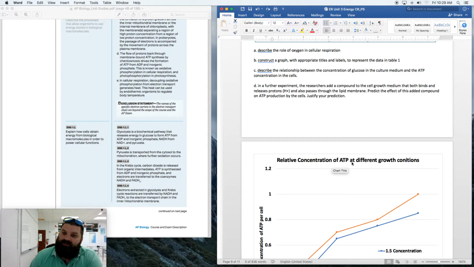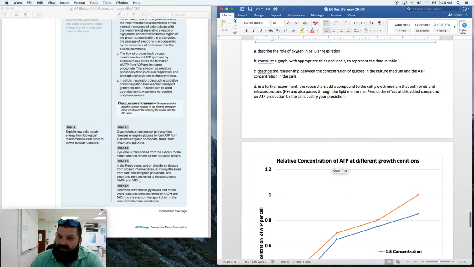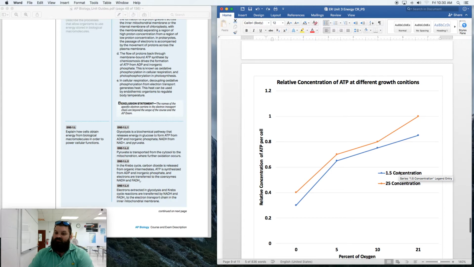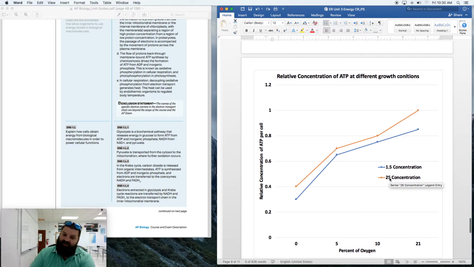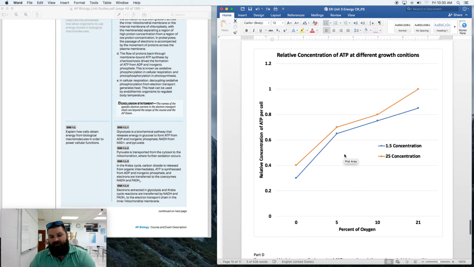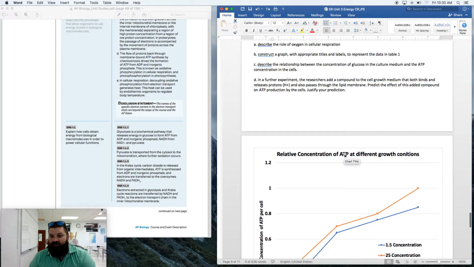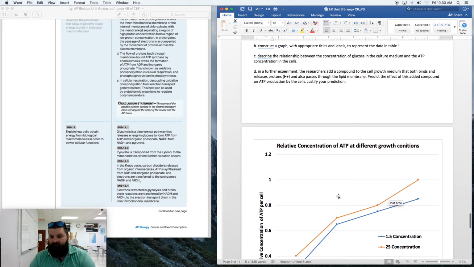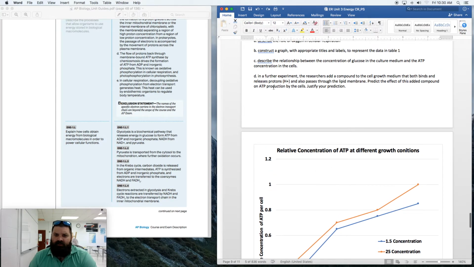Describe the relationship between concentration of glucose in the culture medium and the concentration of ATP in cells. So these are the two different sugar concentrations. The sugar concentration does not drastically change the relative amount of ATP. It does by a little bit. It's higher, but not by much. So that would be my conclusion there, is that the amount of glucose, it's so much more glucose, but it really is barely more ATP, if you can see that. And that's kind of the conclusion.